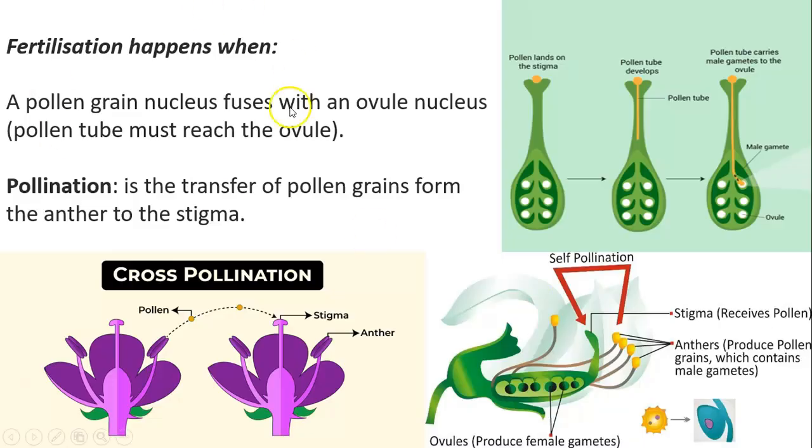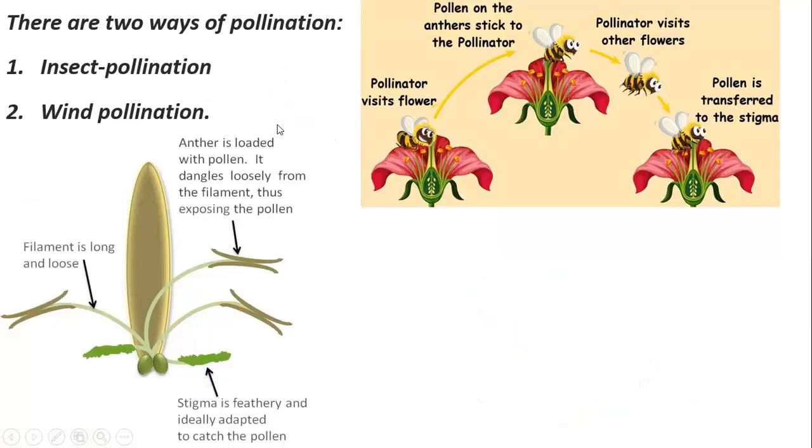this is cross-pollination. There are 2 ways for pollination, either insect pollination or wind pollination. These are the most common ways. These are not the only 2 ways, of course, but these are the most common and the most natural ways of pollination.